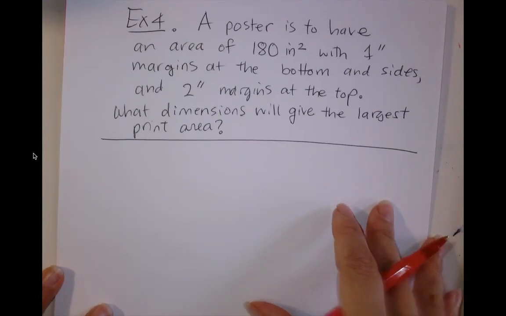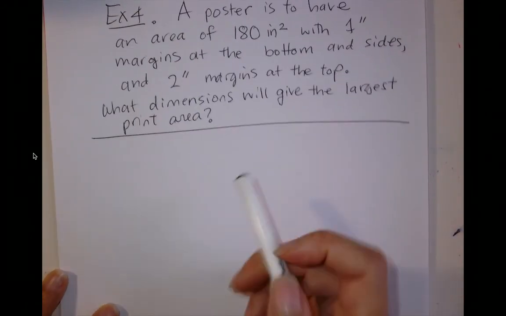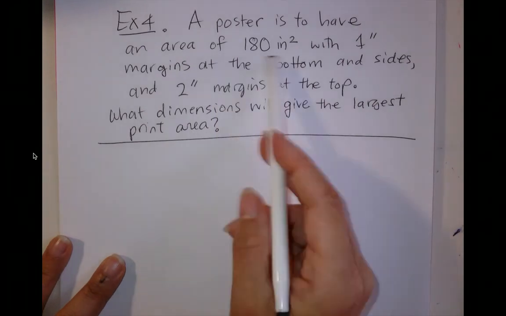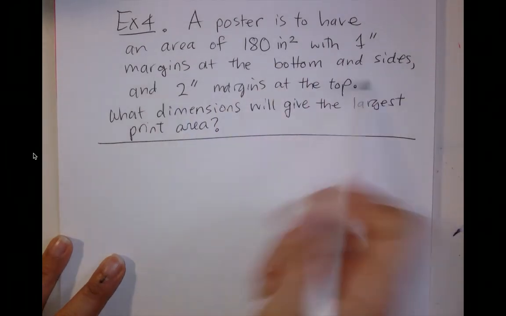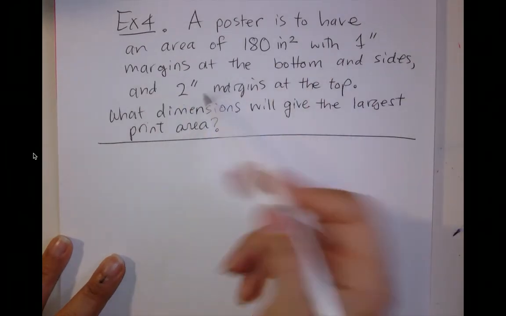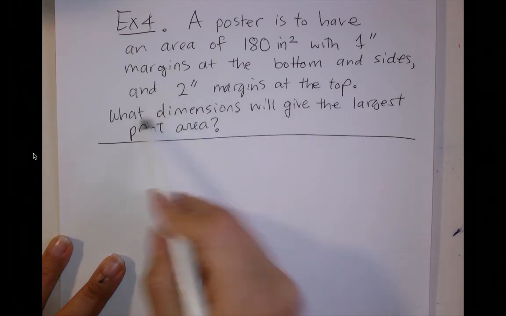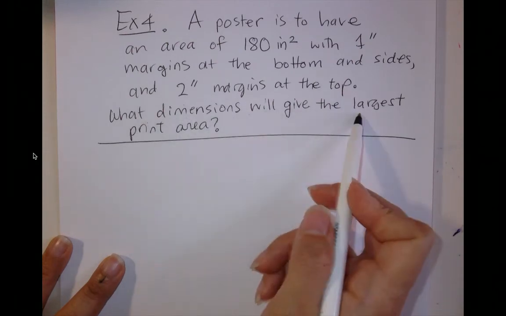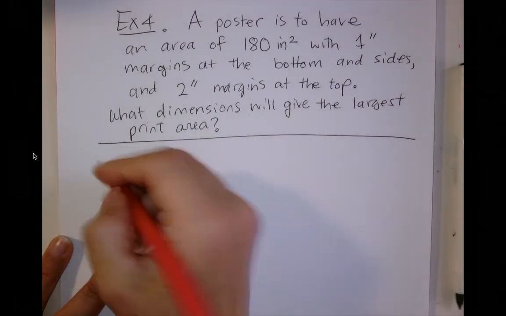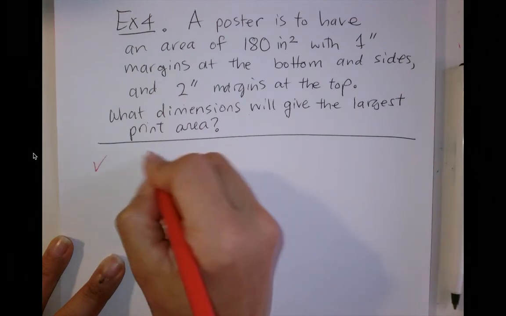Here we have a poster, and it's supposed to have an area of 180 inches squared, but it's got margins on the top and bottom and sides. And so we want to know what dimensions will give the largest print area. So let me just draw a picture and set up the variables first.